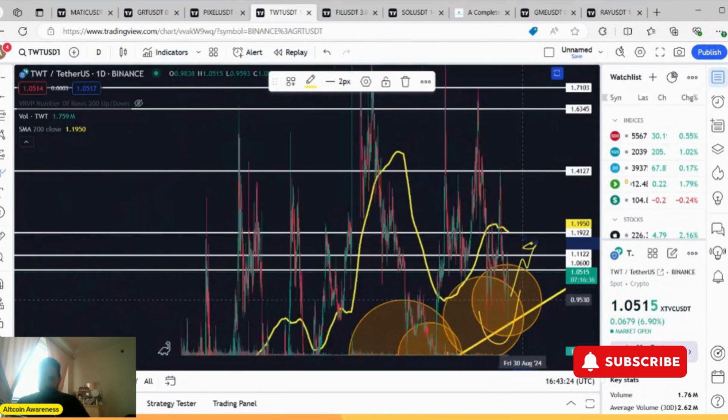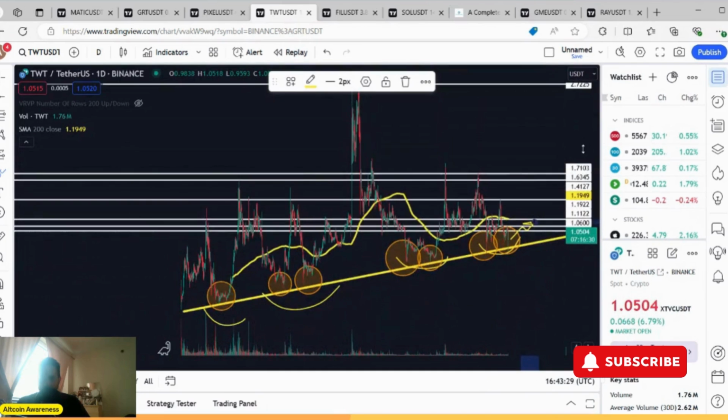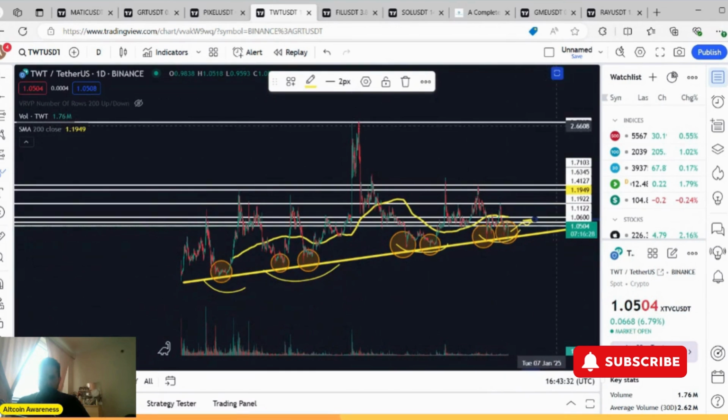Okay, guys? So, Trust Wallet token. Huge structure, over a 225% move to the previous all-time high. Altcoin season is coming. You have less than 170 days to position yourself nicely. Okay? Just be careful because the market is tricky, especially right now. You have to manage your risk carefully.